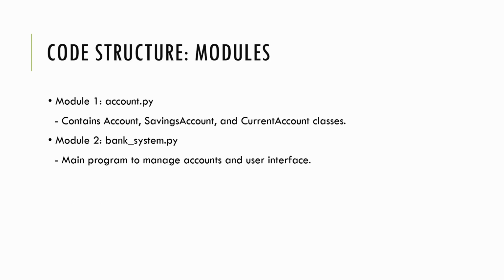Next, let's look at the code structure. We will break the project into modules. Account.py: this module will contain the account, savings account, and current account classes. Banksystem.py: this is the main program where we manage the accounts and provide the user interface.